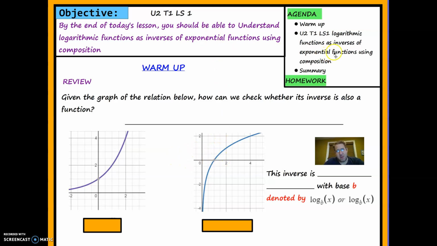We're going to be talking about logarithmic functions and how the nature of logarithmics is basically to be the inverse. It is the inverse of an exponential function.